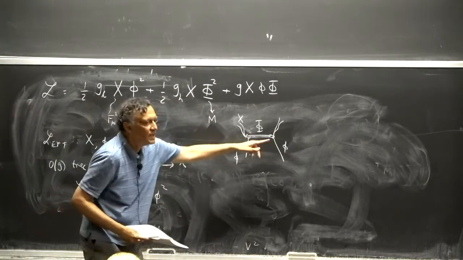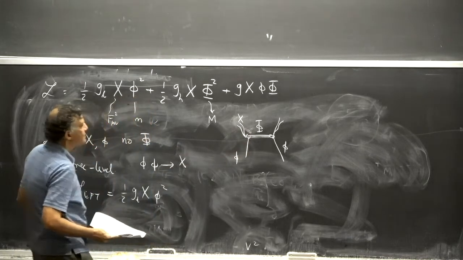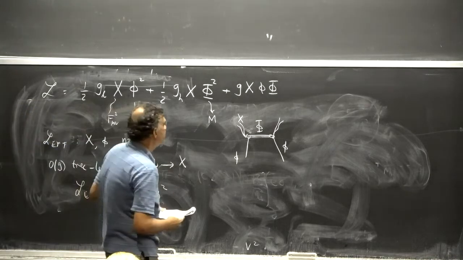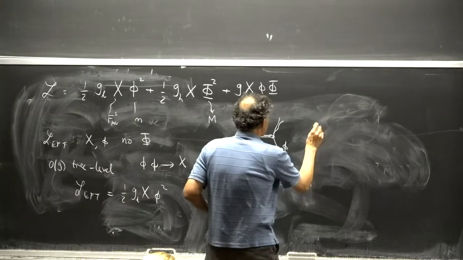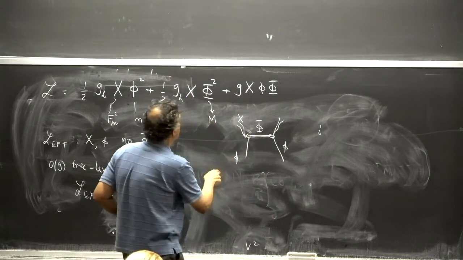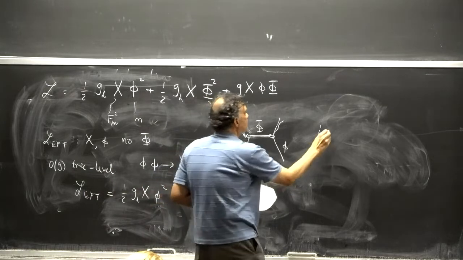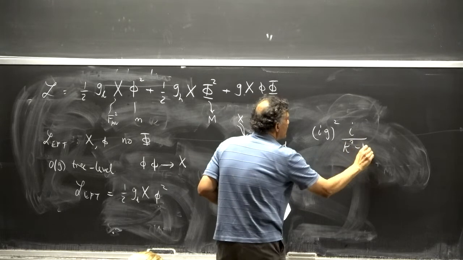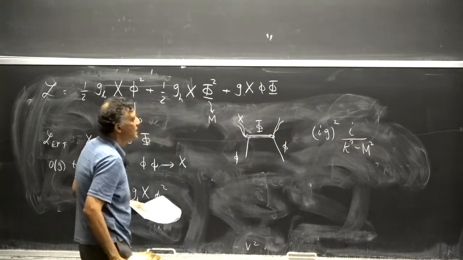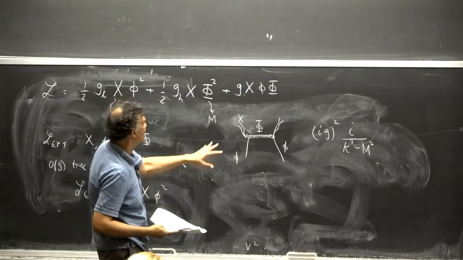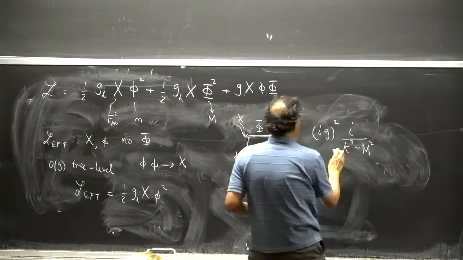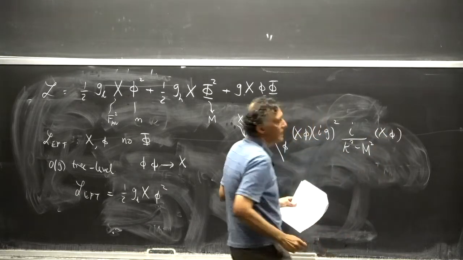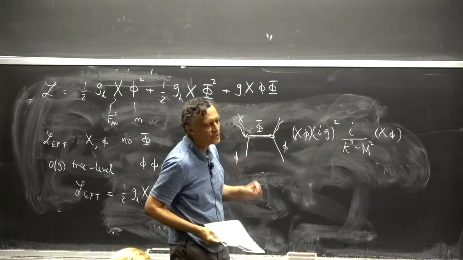This is similar to the Fermi theory. There was a W going across. Here there's a capital Phi going across. And what do I get from here? This diagram has two of these vertices. It has an i over some k squared minus big M squared. So I'm sort of mixing amplitudes and operators at the same time. And then there's some operator x phi here. Let's put it on the left. And there's another x phi.